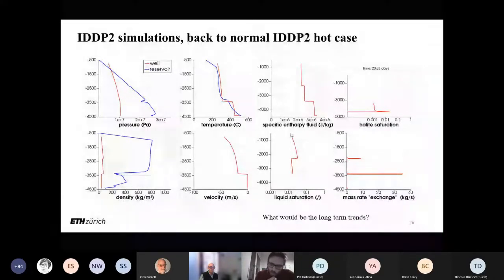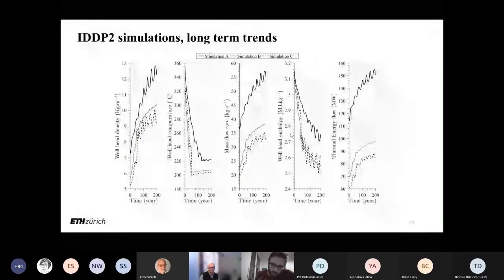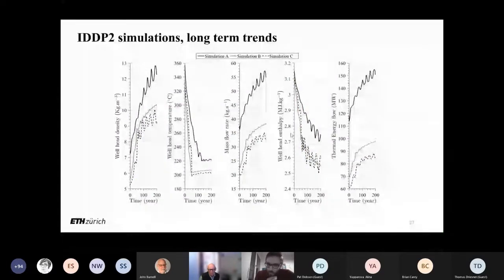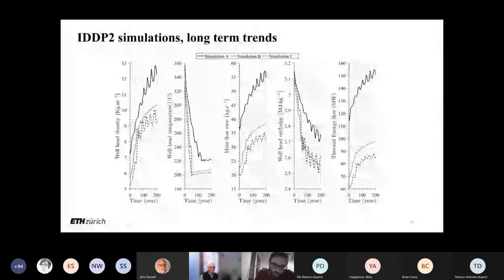And so just quickly about the long-term trend. This is not really IDDP2. This is another study I've made that I'm going to publish soon. But I think this would probably capture the long-term trends of the IDDP2 well with the configuration shown in the previous slide. So here I just simulated production in different scenarios, but they are quite relevant to IDDP2, for 200 years. So a single producer. And I observed the same trends as Alina's.